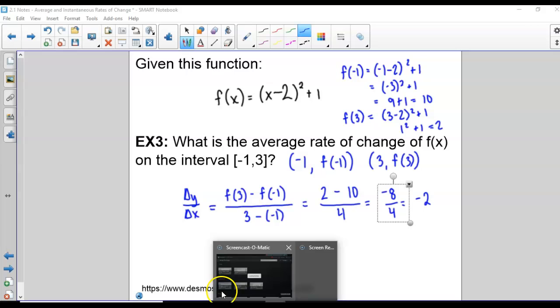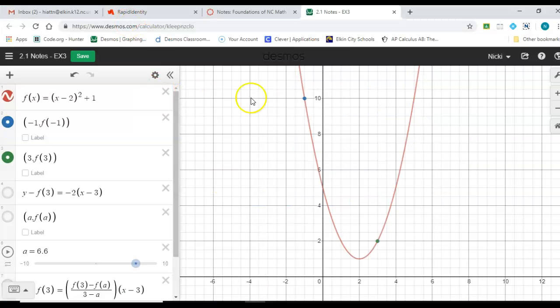So if you look over here at our graph, this point up here is at negative 1, 10. That's our point that we have. And then our point down here is at 3, 2. If we look at the line that connects those two, we would have a slope: we would go down 8 to the right 4. So we'd have a slope of negative 2 for that.